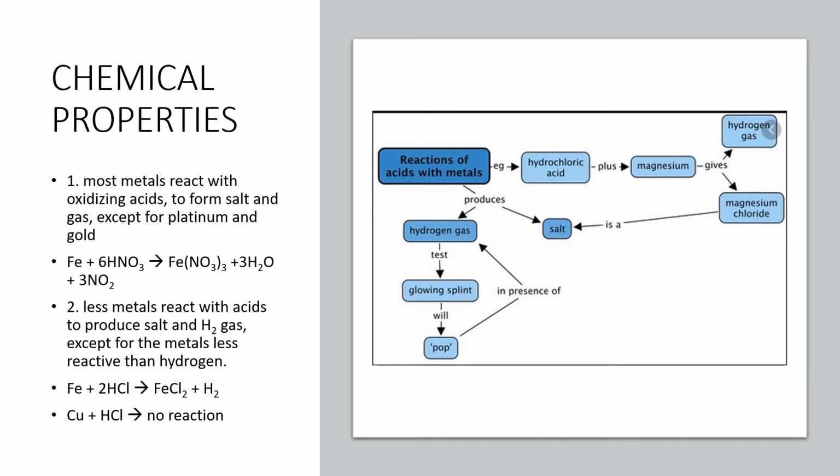The chemical properties of metals: 1. Most metals react with oxidizing acids to form salt and gas, except for platinum, Pt, and gold.